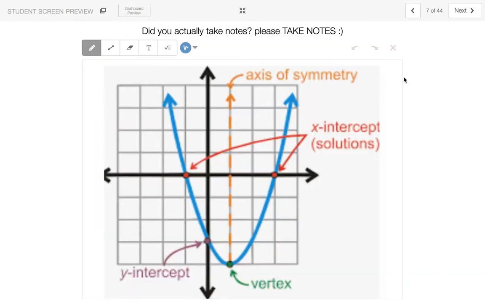Did you actually take notes? If you didn't, please do. Write down this graph so that you can use this all the time. The axis of symmetry, what it is, where the vertex is. You can make yourself a couple different ones if you want, because remember, something like this would also be a nice graph, and you could do both of them. There's the vertex, and the same axis of symmetry and x-axis.